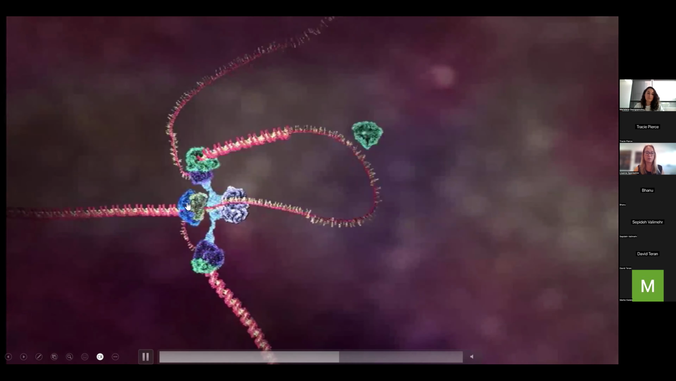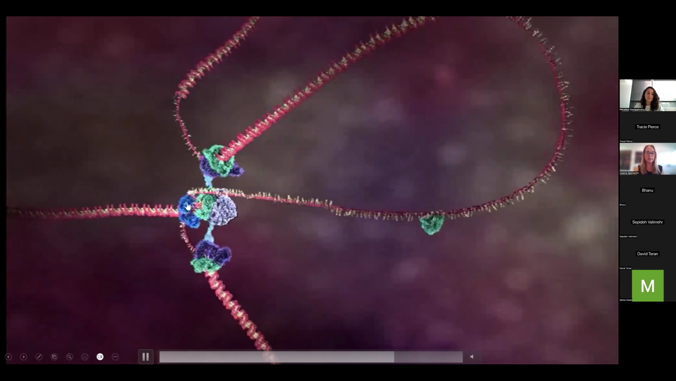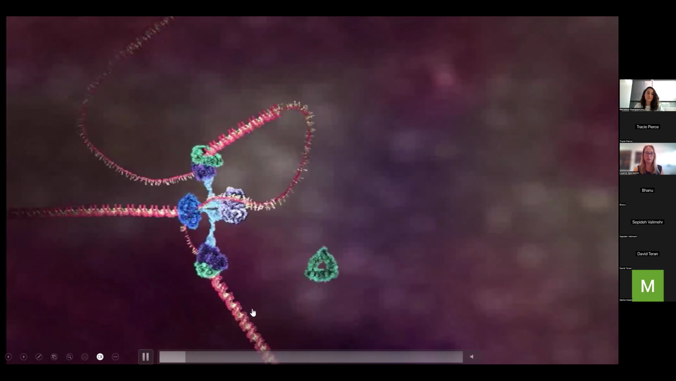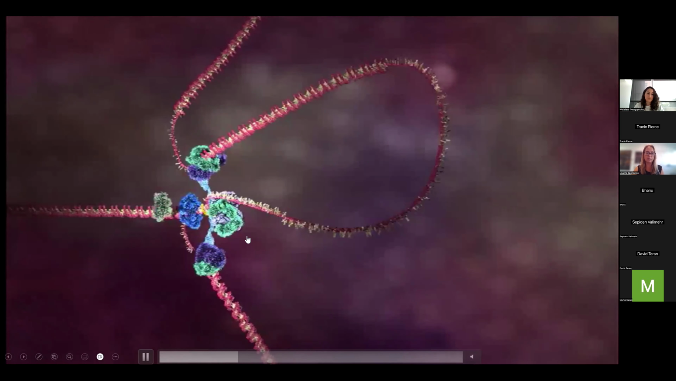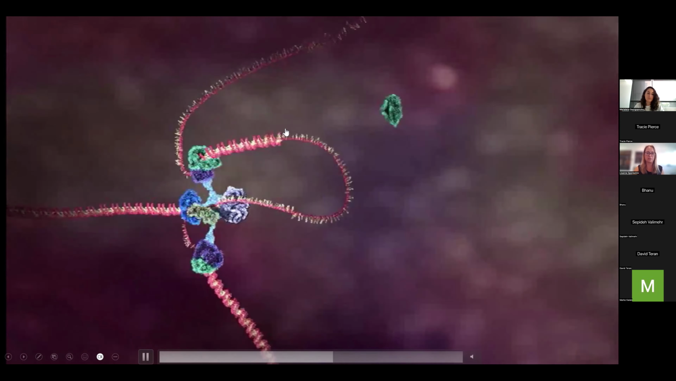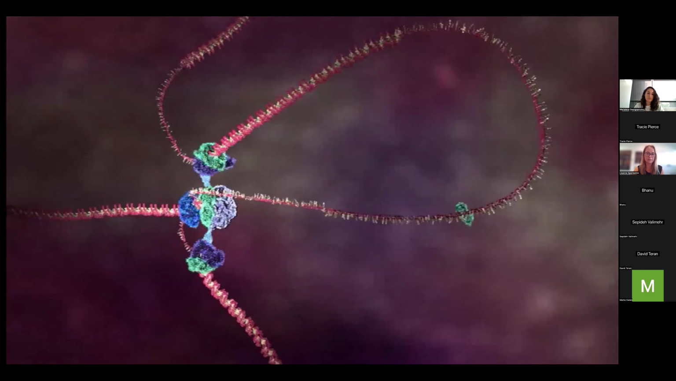a helicase shown in blue, which unzips the double-stranded DNA. And then new DNA is being synthesized on the 2 daughter strands. On one strand that happens continuously, and on the other strand, new DNA is synthesized in the form of short patches, which are called Okazaki fragments.